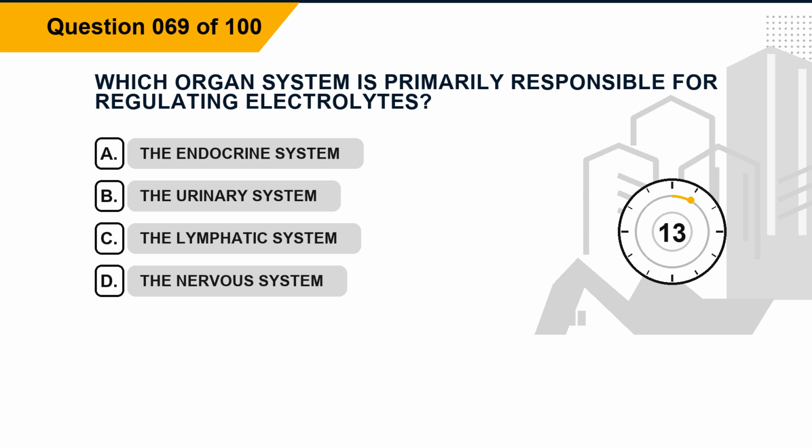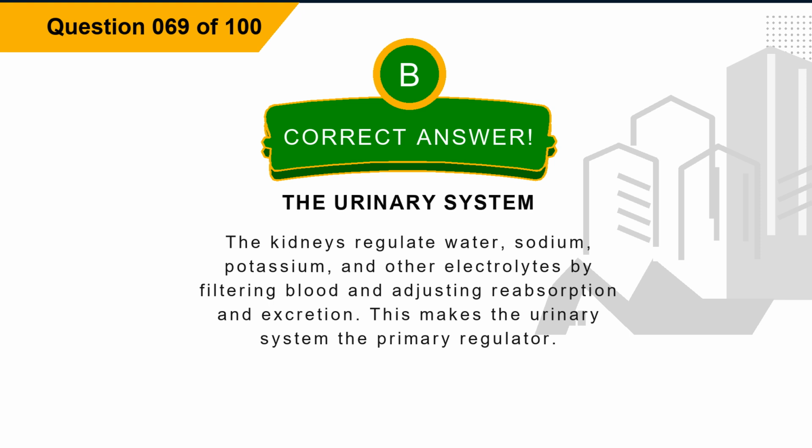Question 69. Which organ system is primarily responsible for regulating electrolytes? Option A, the endocrine system. Option B, the urinary system. Option C, the lymphatic system. Option D, the nervous system. The correct answer is option B, the urinary system. Explanation. The kidneys regulate water, sodium, potassium, and other electrolytes by filtering blood and adjusting reabsorption and excretion. This makes the urinary system the primary regulator.